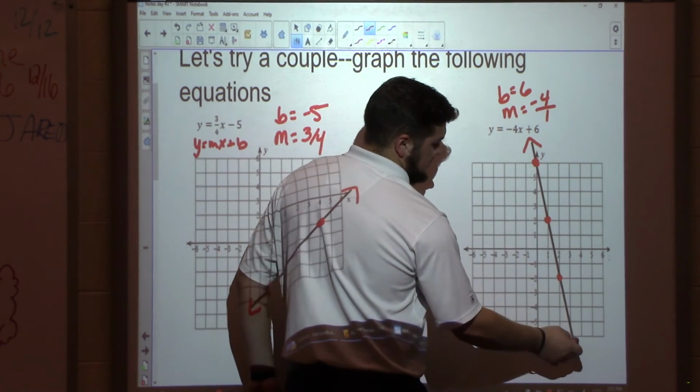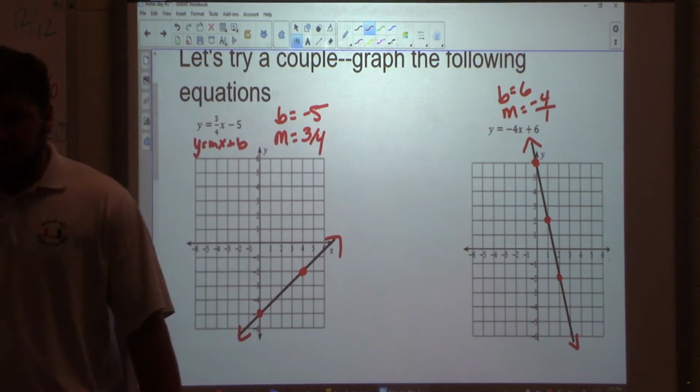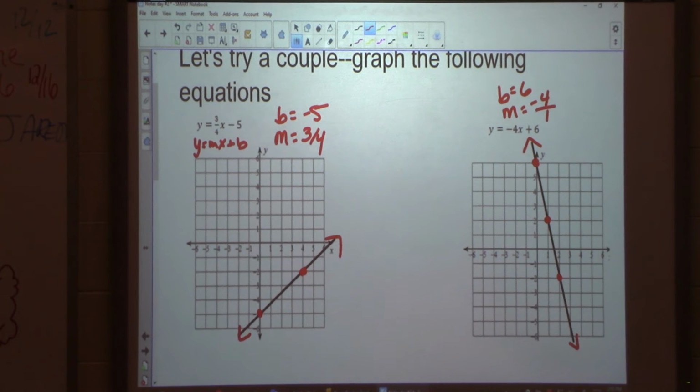Guys, your line should have arrows. It should go through the whole graph. It should be straight. Alright? Any questions? Actually, a pretty good shape.